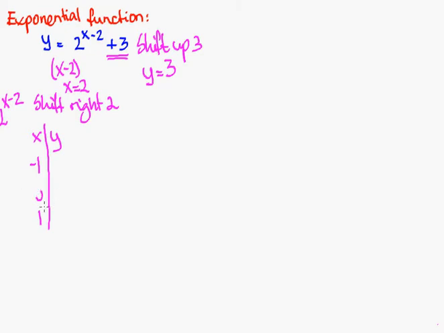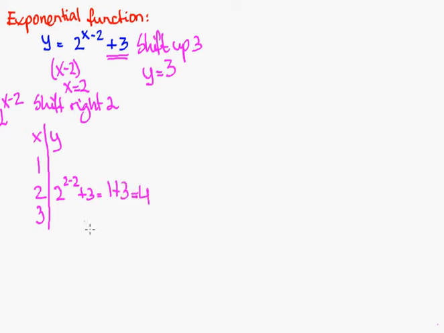So if I add 2 here, then 0 just became my 2. And then a -1 plus 2 is 1, so that saves me a little bit of erasing. And then 1 plus 2 is 3. And this is why they say it's a shift 2 to the right. Because now when I plug in that 2, I get 2 minus 2, which is an exponent of 0, and anything to the 0th power is 1, so 1 plus 3 is 4.